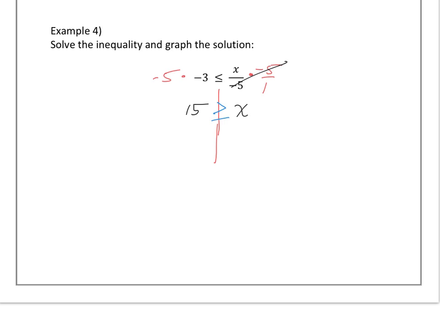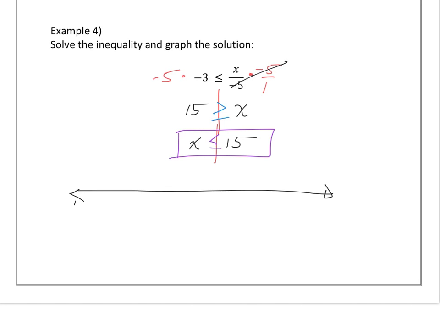Now, we don't like having an x on the right, so we need to play Vanna White, flip the x and the 15. When we flip the x and the 15, we have to also flip the inequality sign back again to a less than or equal to sign. So our solution is x is less than or equal to 15. So we're going to check it. So put 15 in the middle.